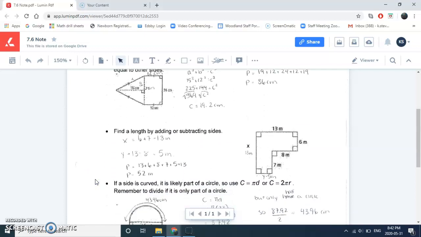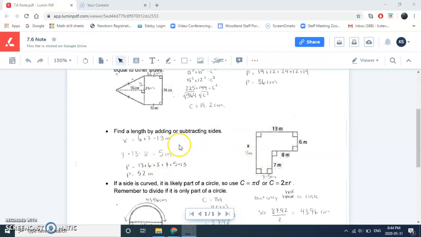Next one, we are going to find the length by adding or subtracting sides. So if we see on our diagram here, we have an X and we have a Y, and those are unknowns at the moment. So we need to figure out what they are. So to find X, we see that it runs all the way along here, but we have enough information because if we notice this line here, and then if we were to add that line, that's going to be our total length up and down. So we have 7 plus 6, which is going to give us 13 meters. So X is going to equal 13.